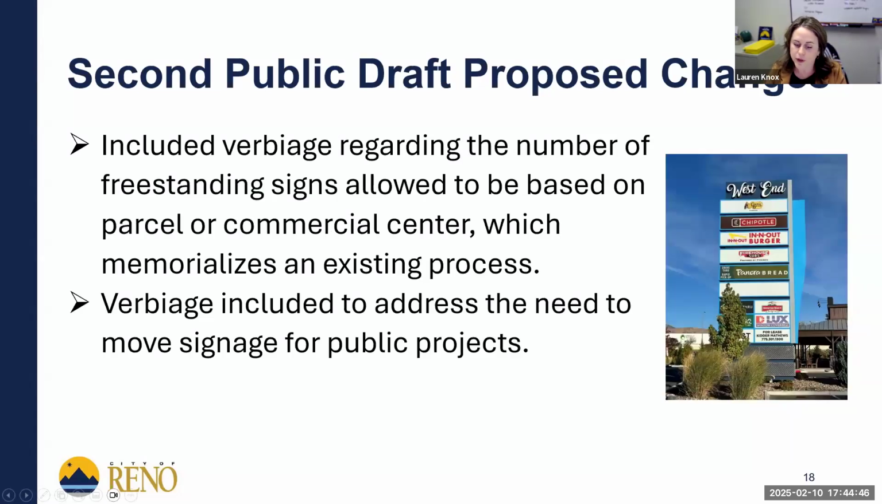All right, we also added some verbiage regarding the number of freestanding signs allowed for commercial centers, which memorializes a practice that already occurs and attempts to minimize visual clutter. So basically we have some of these neighborhood or commercial shopping centers, and they may have 5 parcels, which may typically allow for 5 freestanding signs. However, they're functioning as one commercial center. So in those cases, we say that's really one site. You can have one freestanding sign.